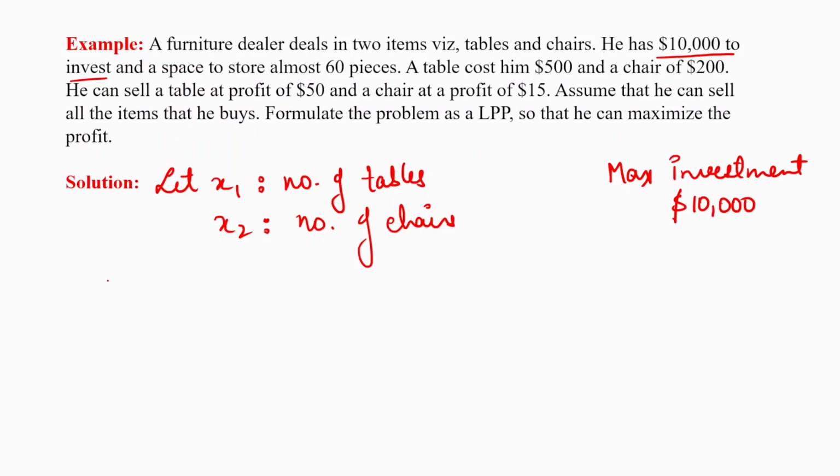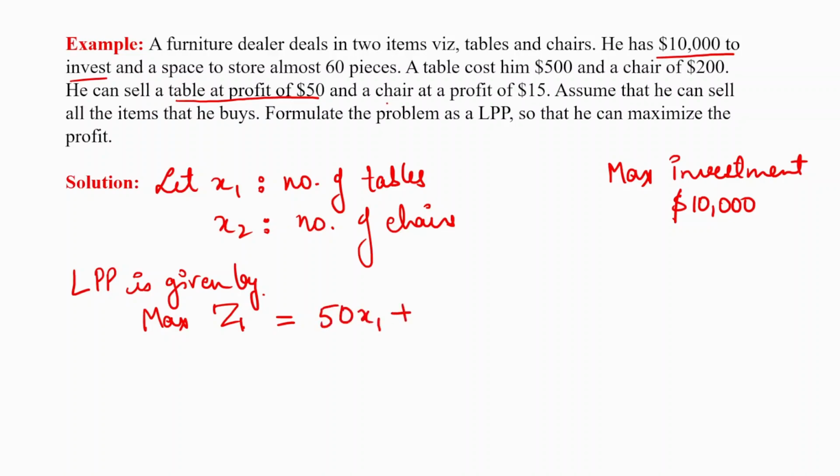So what would be our linear programming problem? First of all, the objective function. We have to maximize our profit, so we always write it as maximize Z. Now, one table gives us a profit of $50. As we have x1 tables, it would be 50 times x1, plus one chair gives us a profit of $15, so x2 chairs would give us 15 times x2, subject to the constraints.